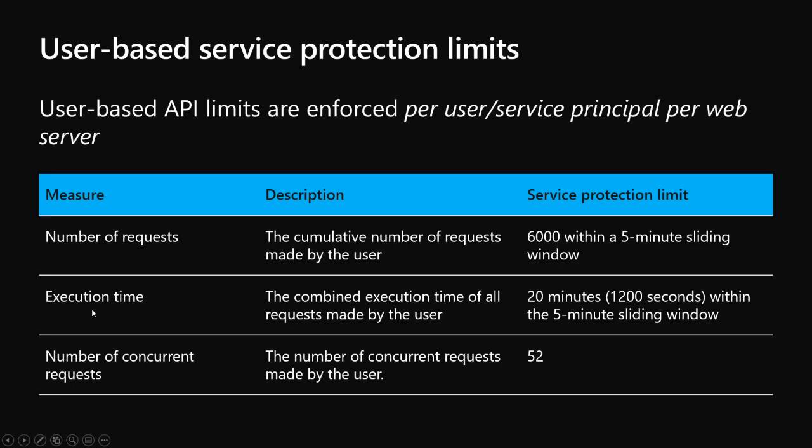The second is execution time. Each user within that 5-minute sliding window, over the last 5 minutes, you would be limited to 20 minutes of total execution time of all of the requests that are being made against that environment, or the OData endpoints or custom service endpoints of that environment. And then third category is the number of concurrent requests. You're limited to 52 concurrent requests made by that individual service principal against that environment.